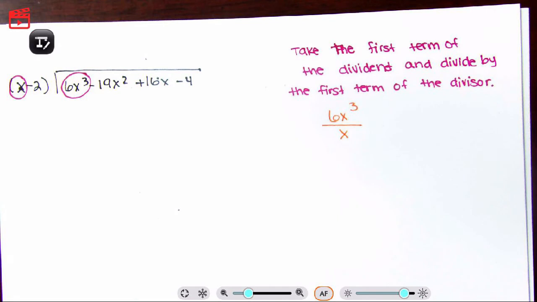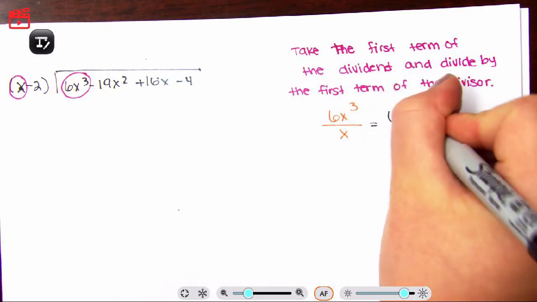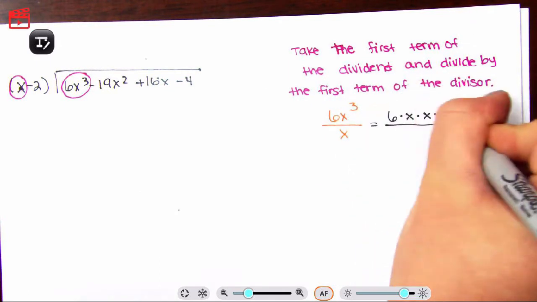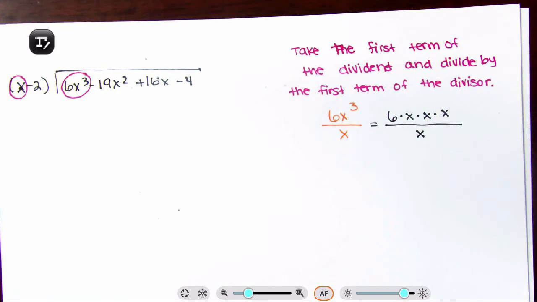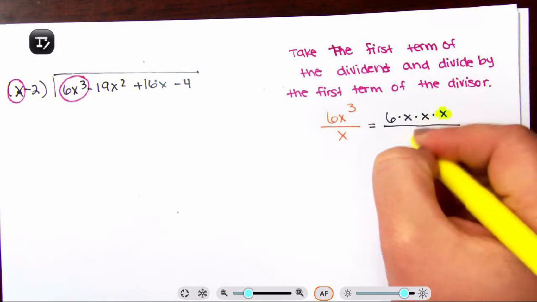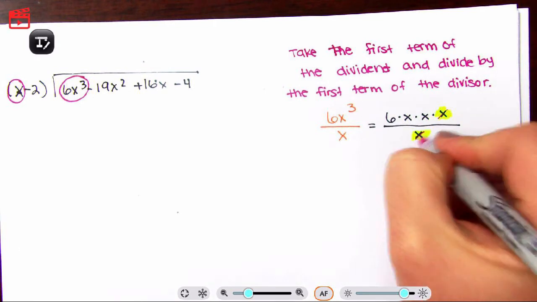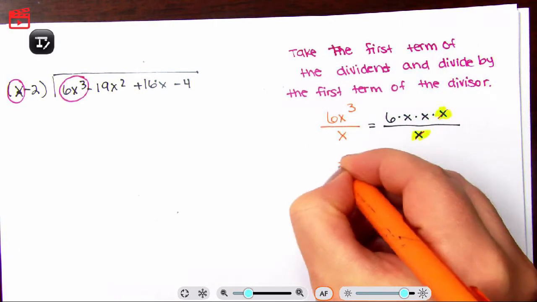Now, when you do this, things are going to start to cancel out. Something's going to happen with the x's. If there are coefficients, then something's going to happen. We're dividing, we're trying to get things smaller. So this means I have 6 times x times x times x. This means I have 1x. Because we have an x on top, we have an x on the bottom, we get to simplify or cancel these out. These go away. So what am I left over with?